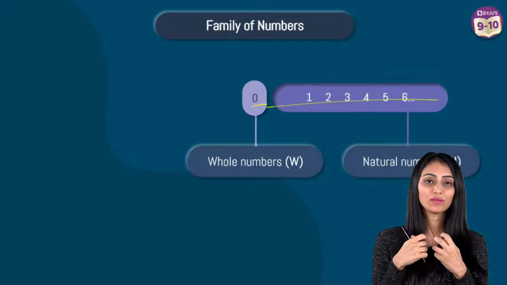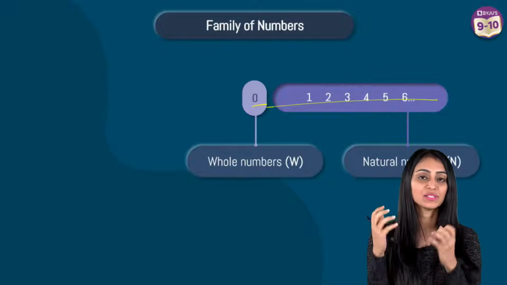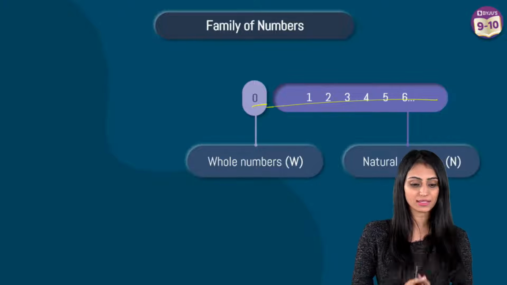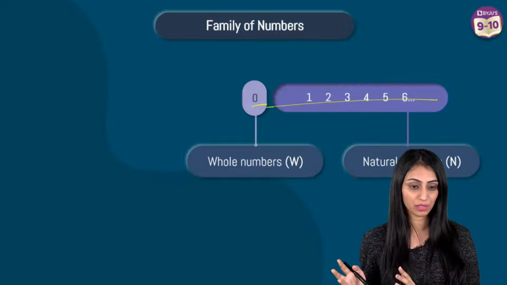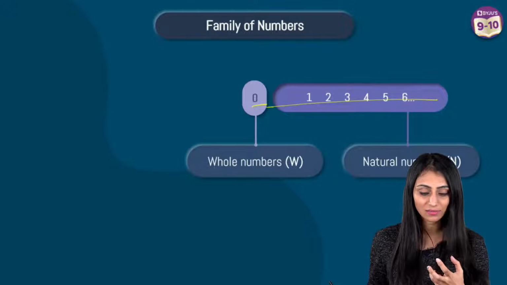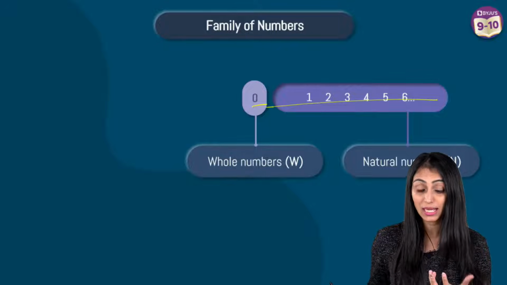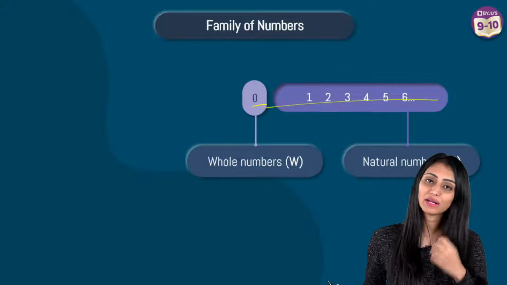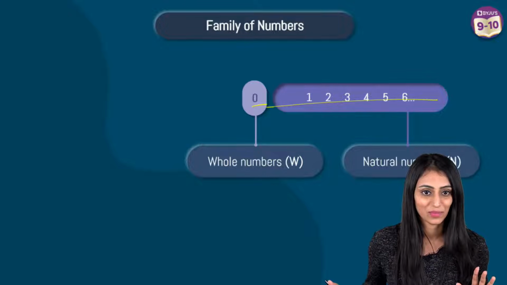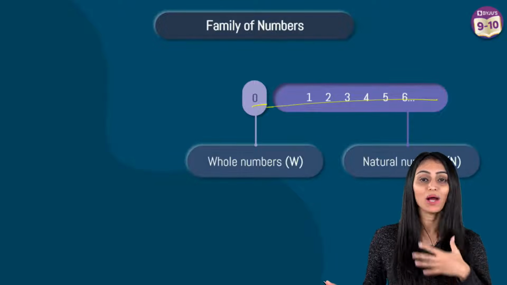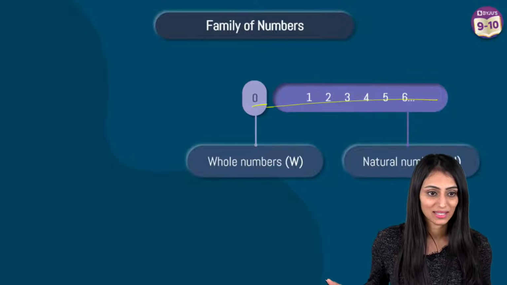When we are learning this chapter number system, it's very important that we have a thorough understanding of the family of numbers, because this is a very basic thing. This is the fundamentals of this chapter, I would say, and many times your fundamentals are not clear. So you have a hard time understanding the new concepts then.